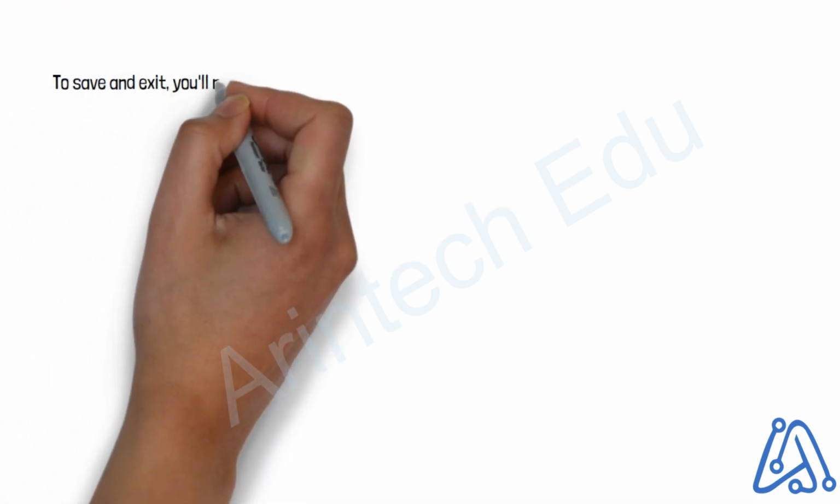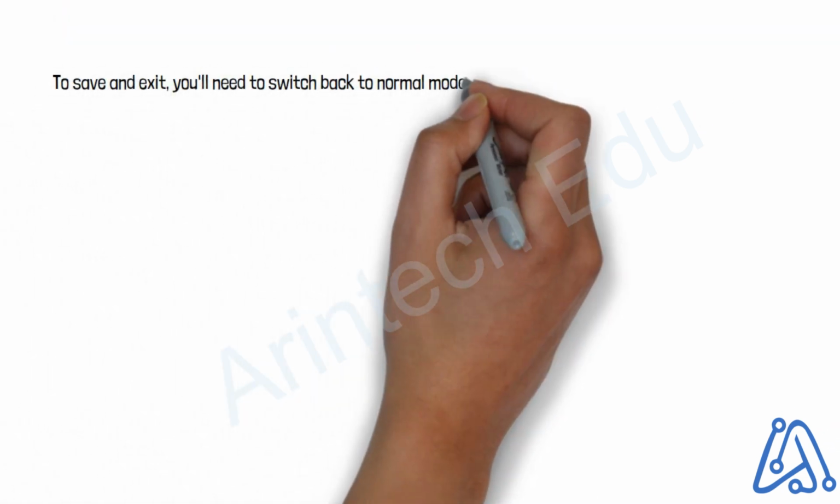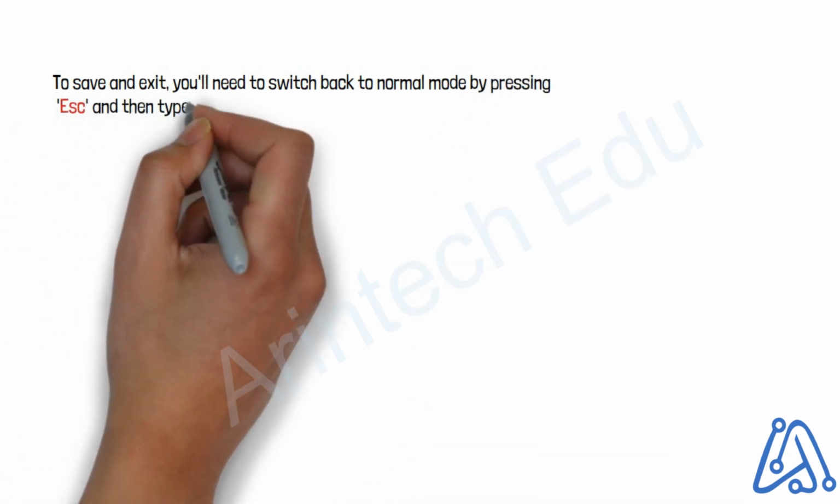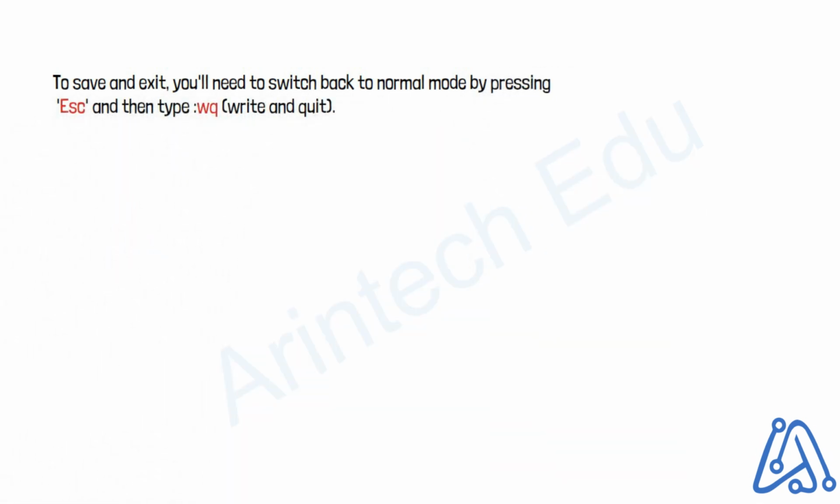To save and exit, you'll need to switch back to normal mode by pressing Escape and then type WQ, write and quit.